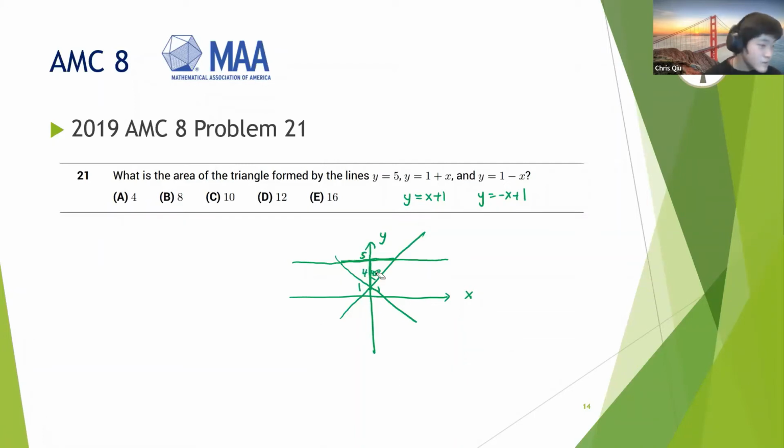And then by our 45-degree angles, we have a 45-degree angle here, a 45-degree angle here, and a 90-degree angle here. We have a 45, 45, 90. And so this length is also going to be 4, and so is this length. So to find our area, we'll just do half times base times height, which gives us a final answer of 16. So the answer is E.